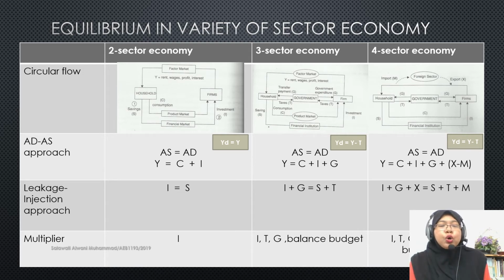Okay, so for multipliers, in a two-sector economy we only have the investment multiplier. For a three-sector economy, we have multipliers for investment, tax, government expenditure, and also the balanced budget. For a four-sector economy, it becomes much larger: we have I, T, G, and we also have X, M, and the balanced budget.